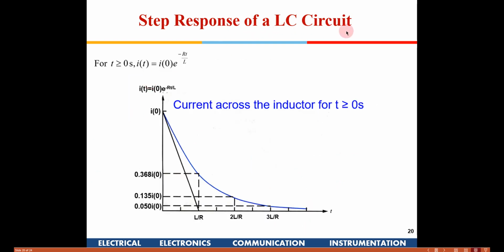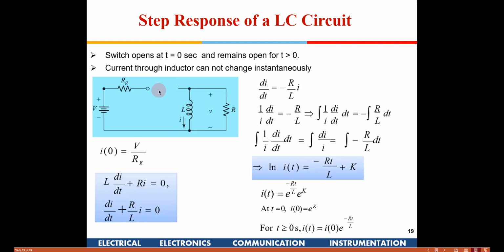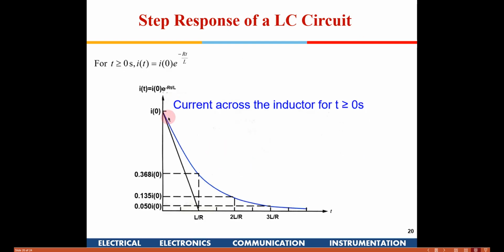So this is a step response of an RL circuit. Okay, the same thing. It is showing that the current, once the switch is kept open, whatever is the initial current, that slowly comes to 0, and the time constant is L by R. Okay, that means if you have a large inductor, then more energy will be stored, and that much more time it would take for it to come to 0.